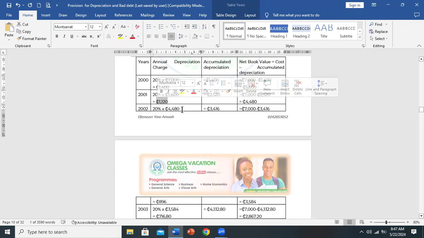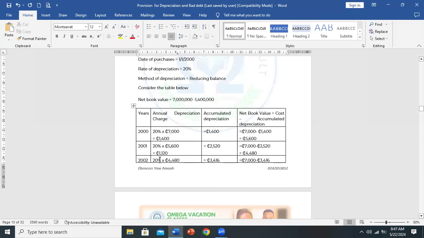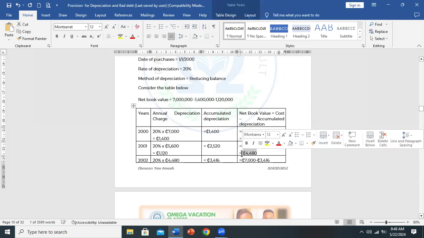In the third year, which is the year 2002, this is what you have to do. You have to apply the rate on the net book value. At that time, you'd all agree that the net book value will be the cost, 7 million, minus the depreciation we charged in the first year, which is 1,400,000, minus the depreciation we charged in the second year, which is 1,120,000. When we do the math, we are going to arrive at 4,480,000 as the net book value at the end of the second year.